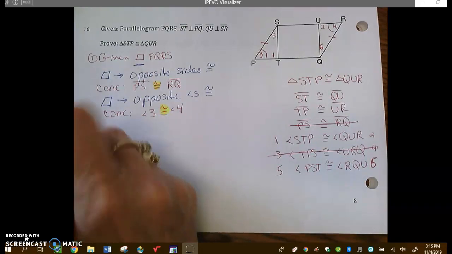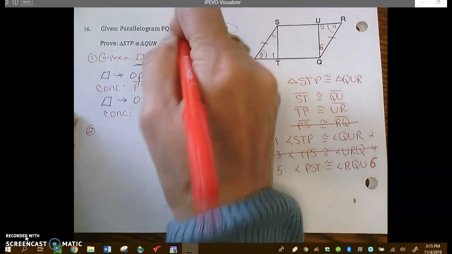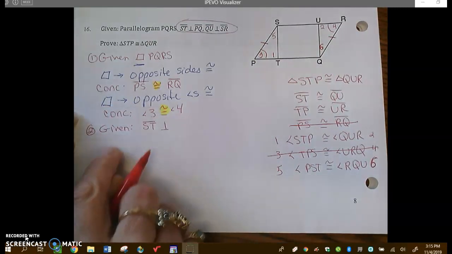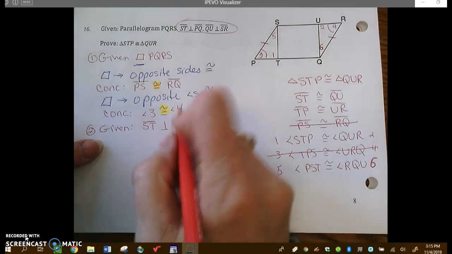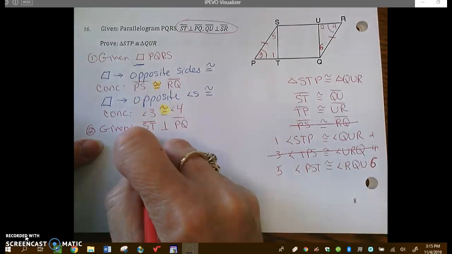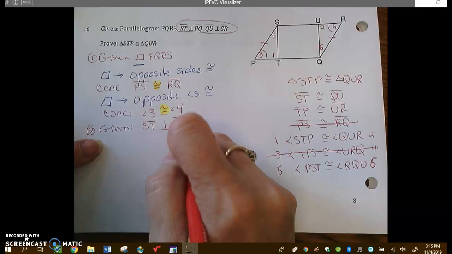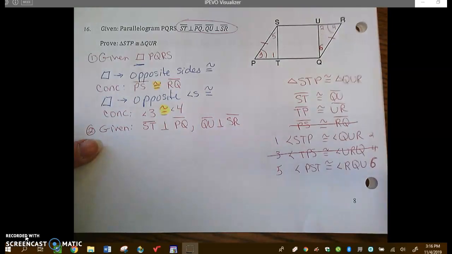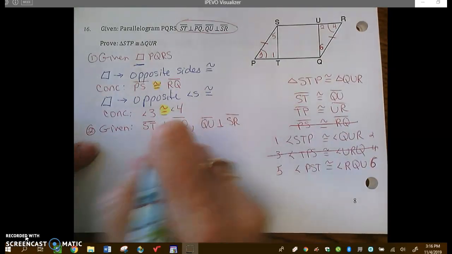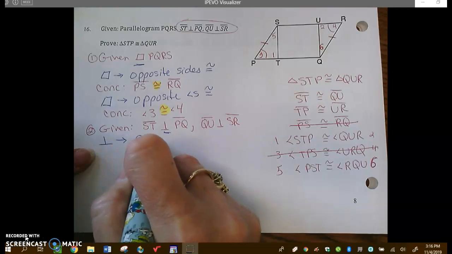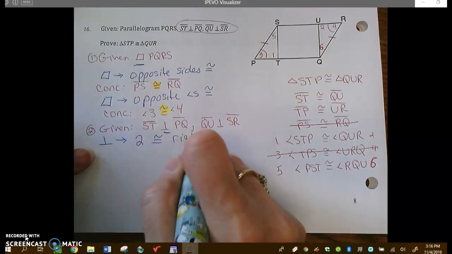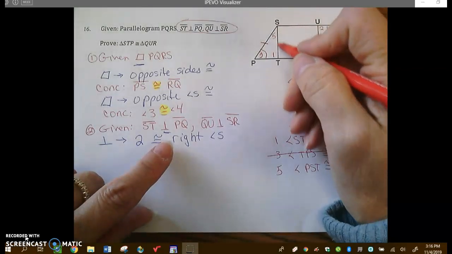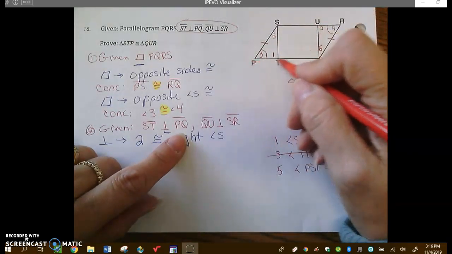All right, so now I'm on to statement 2. There's another given. Remember, they both say perpendicular, so list them together. So I'm given, make sure you write given. You need to say where you got this information from. So line segment ST is perpendicular to line segment PQ, and we know line segment QU is perpendicular to line segment SR. Perpendicular is our vocabulary word. We get two congruent right angles. So now we got to find them. We need line segment ST and line segment PQ.